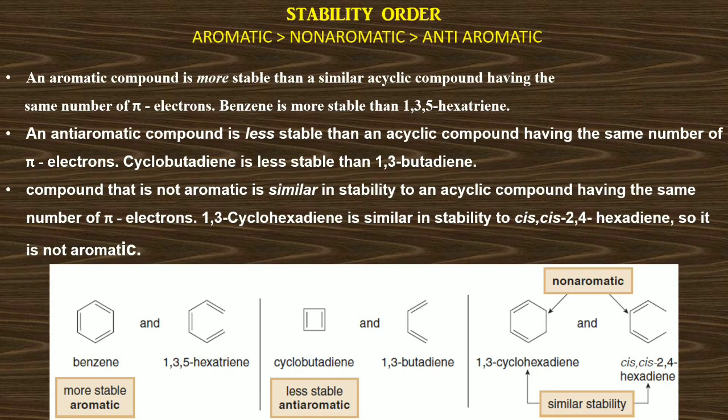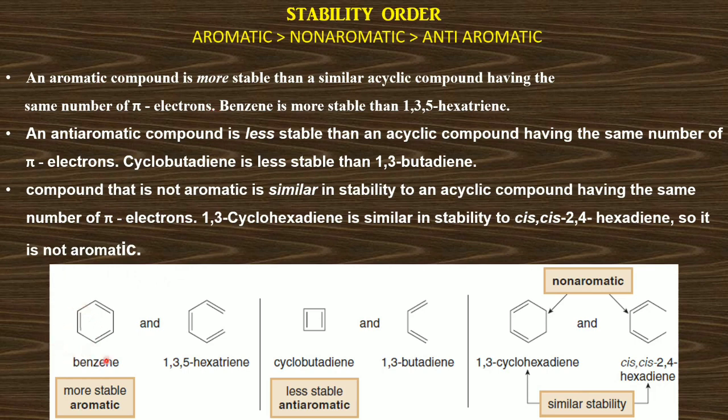The stability order of organic molecules is given here. The aromatic molecules are the most stable, and these aromatic molecules are more stable than the non-aromatic systems, and these non-aromatic systems are more stable than anti-aromatic systems. So the anti-aromatic systems are the least stable systems. So an aromatic compound is usually more stable than a similar acyclic compound having the same number of pi electrons.